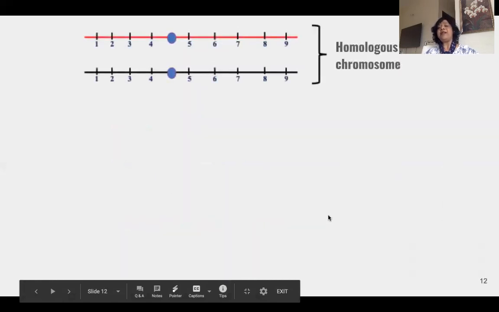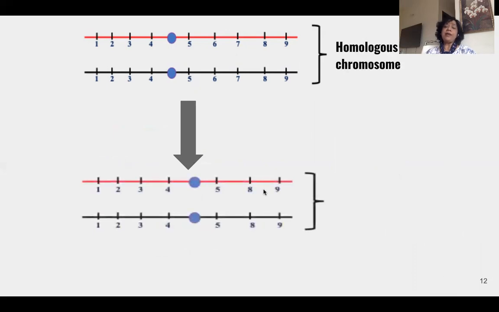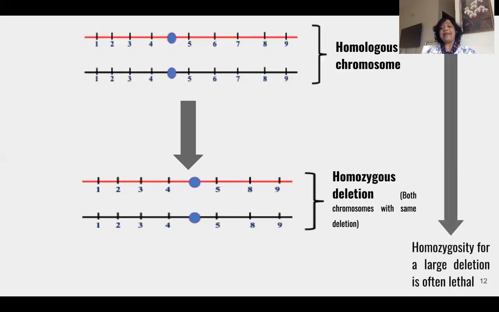So what happens in homozygous deletion? Here is again a line diagram showing homologous chromosomes. You can see all the genes are matching. And then you find over here that homozygous deletion has taken place. In homozygous deletion, both chromosomes have the same deletion. So which segment is lost? In both chromosomes of the homologous pair, the segment which has the genes 6 and 7 is lost.